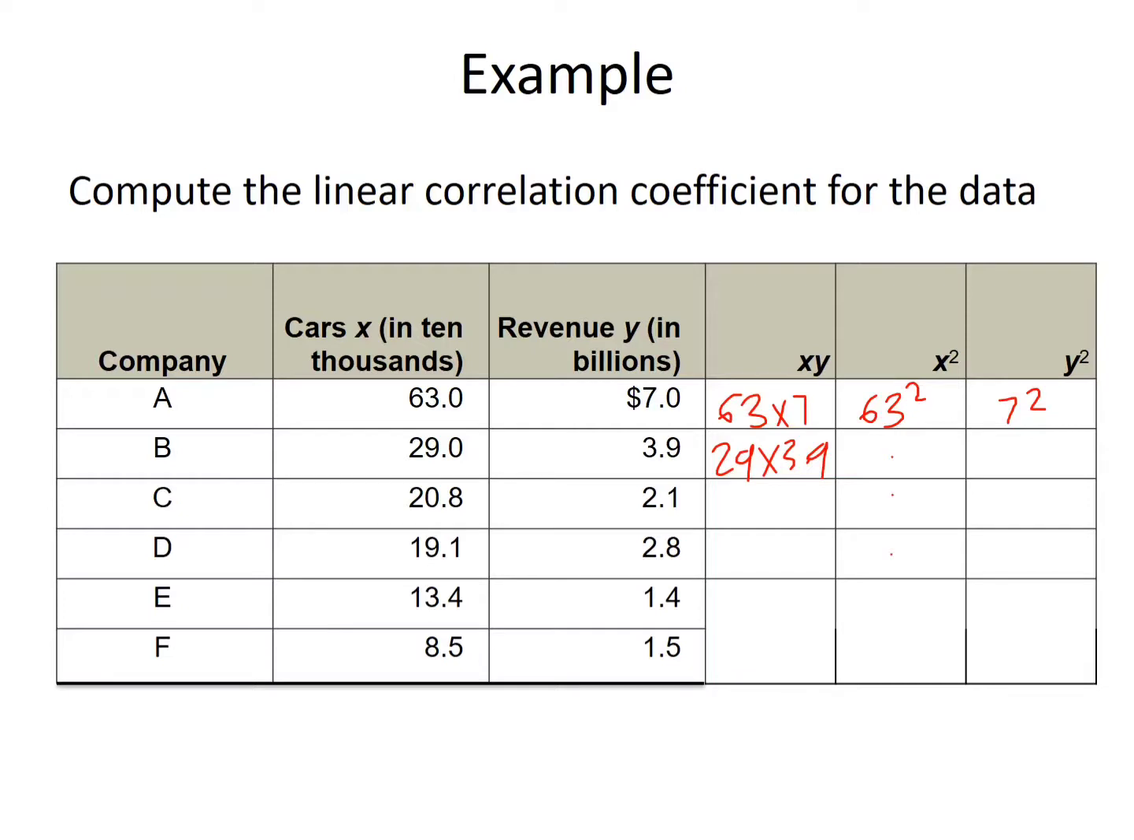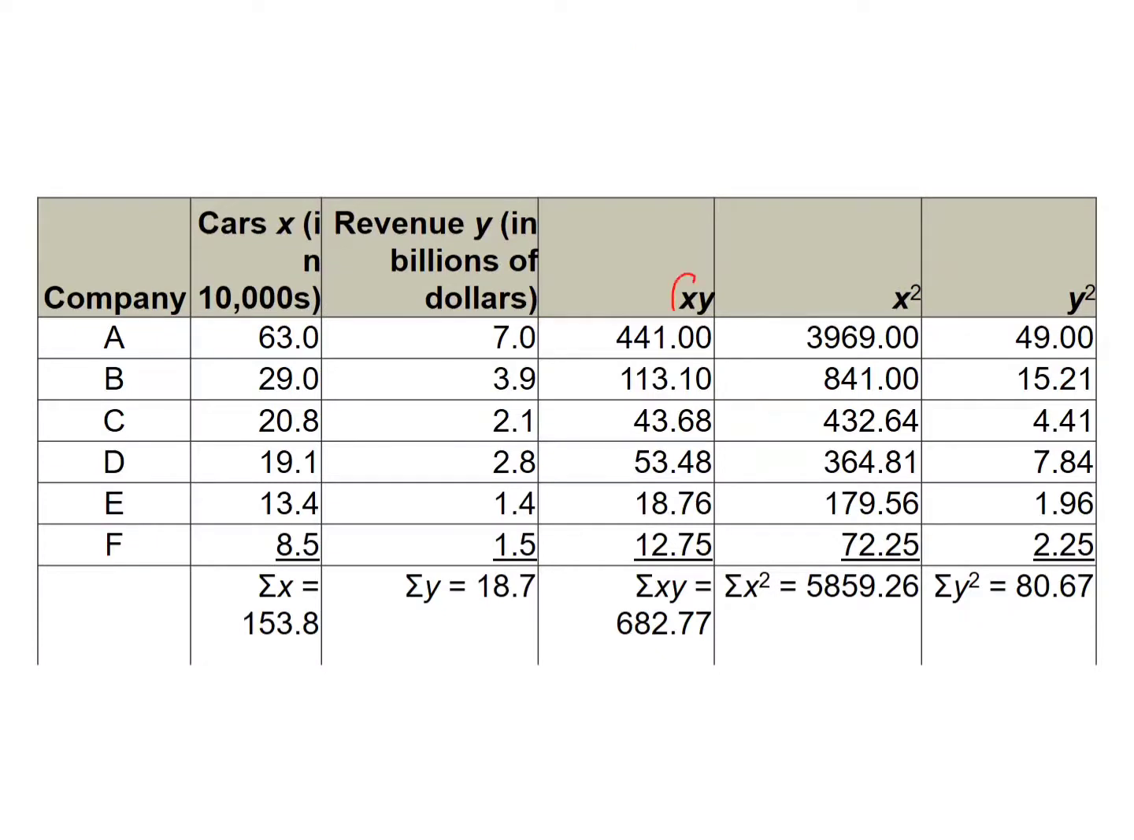After calculation, it's really helpful to actually draw a box and a table to help you organize your data points. Once we have our xy's, our x squares, and our y squares, we can then add. So the sum of x would be adding all of these up, the sum of y would be adding all of these up, the sum of xy would be adding all of these up.